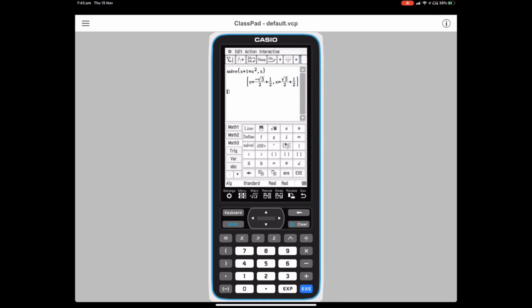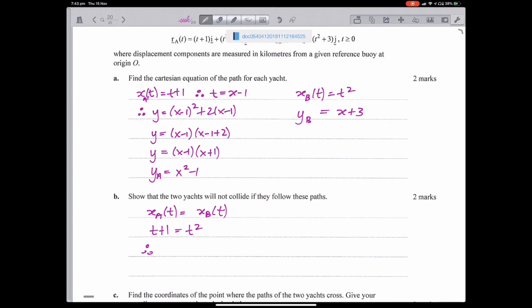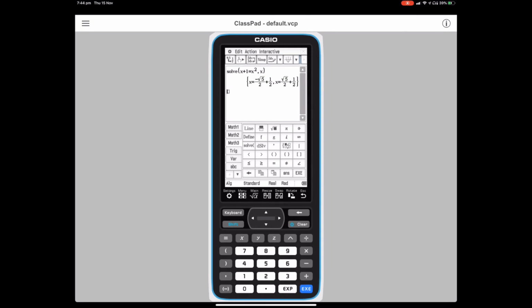Give me the exact answer. 1 plus or minus root 5 on 2. It's phi, isn't it? t equals 1 plus or minus root 5 on 2. t is greater than 0, therefore t equals 1 plus root 5 on 2. y of A of 1 plus root 5 on 2 is equal to t squared plus 2t, x squared plus 2x, given x equals that.